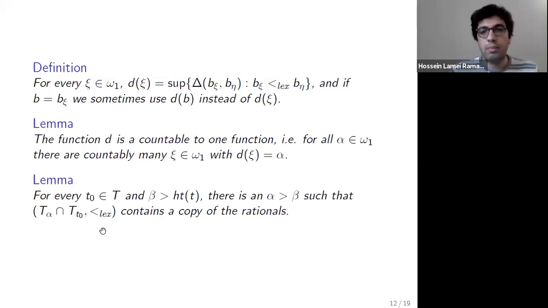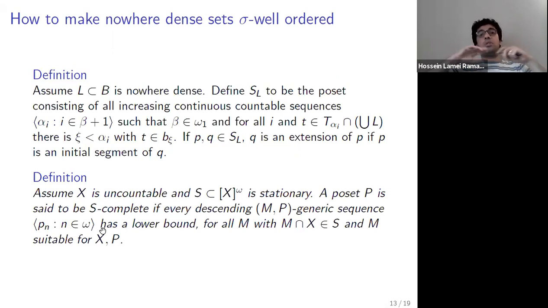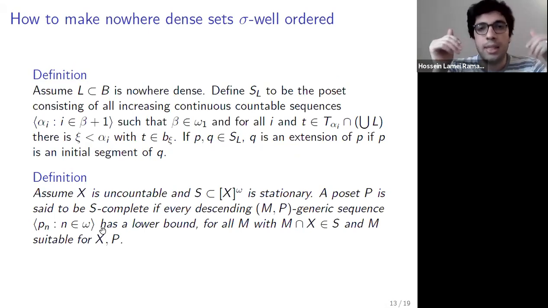Okay, but we don't need exactly copies of the rationals. We just need those cones to contain a copy of the rationals. Okay, here's how we make copies of Baumgartner's linear order, sigma well ordered. As you know, we have a characterization of sigma well ordered linear orders in terms of stationary sets. So all we need to do is to shoot clubs in some stationary sets.